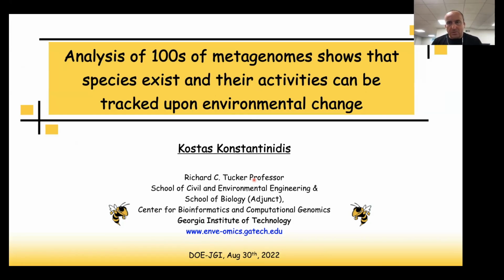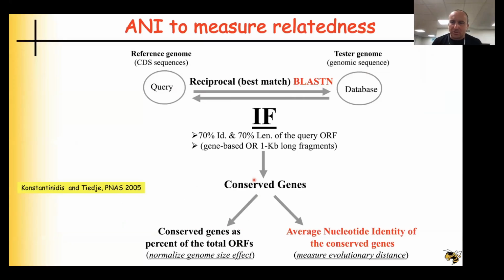So I'm going to use ANI a lot in this talk, and so I wanted to define ANI first to make sure everybody's on the same page. ANI is basically a measure of overall genomic relatedness. The way you do it is you compare two genomes, in the old times with BLAST, to figure out what genes they have in common, and ANI is simply the average nucleotide identity of the genes they share. So if they share 2,000 genes, what is the nucleotide identity of these genes?